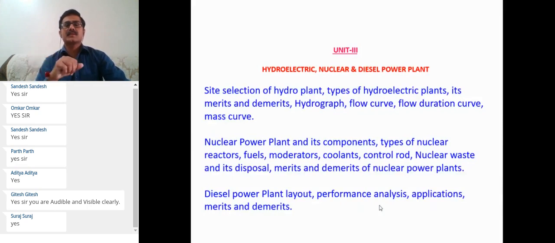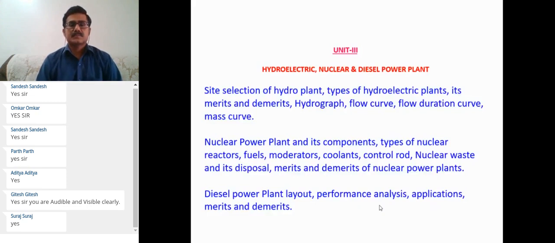Then these few words which are mentioned there: hydrograph, flow curve, flow duration curve, and mass curve. These are nothing but graphical representations of the various parameters which are used for the evaluation of hydroelectric power plants. Normally the data would be available in tabular format, and based upon that, the different types of curves would be plotted. We will see what type of information we can get from these various curves, what is their importance, what is their significance in plotting them. So that is the objective for this first paragraph for hydroelectric power plants.